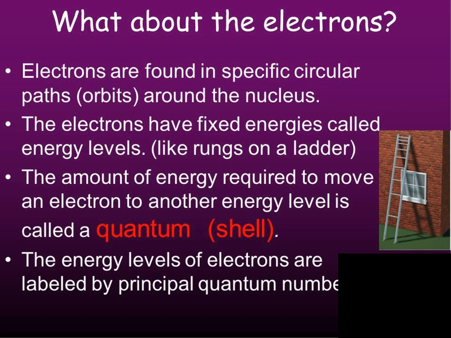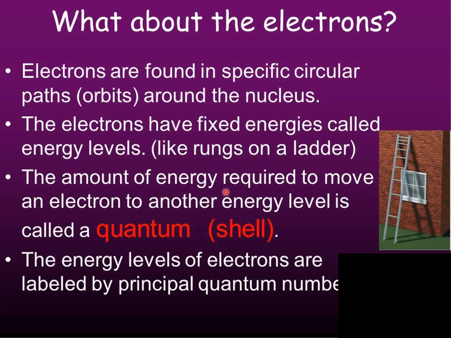Electrons are found in specific circular paths called orbits around the nucleus. Nucleus చుట్టూ మనకి electronic cloud ఉంటుంది. Electronic clouds లో we have the paths of electrons, those are called orbits. The electrons have fixed energies called energy levels. ప్రతి దానికి energy level ఉంటుంది. Those energy levels are also fixed.